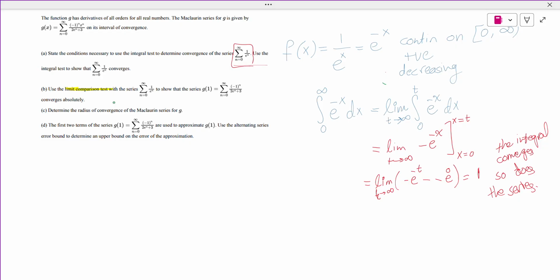So what does the limit comparison test say? That if one converges, the other will converge. We will find the limit of their ratio, which should have two series, right? We'll find the limit of an over bn. If the answer is positive and finite, we say both converge or both diverge. So the limit as n approaches infinity.